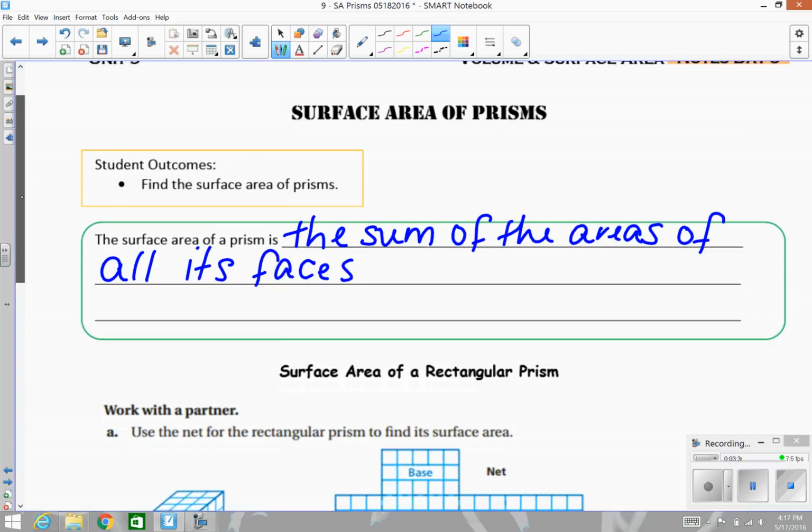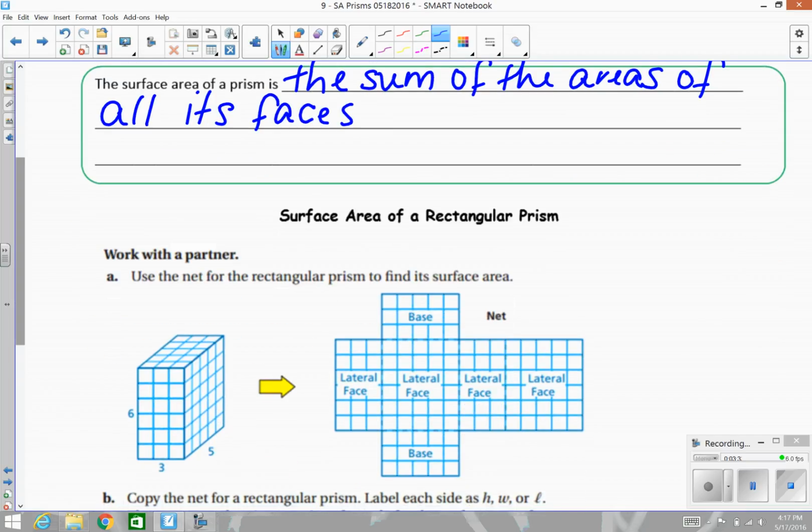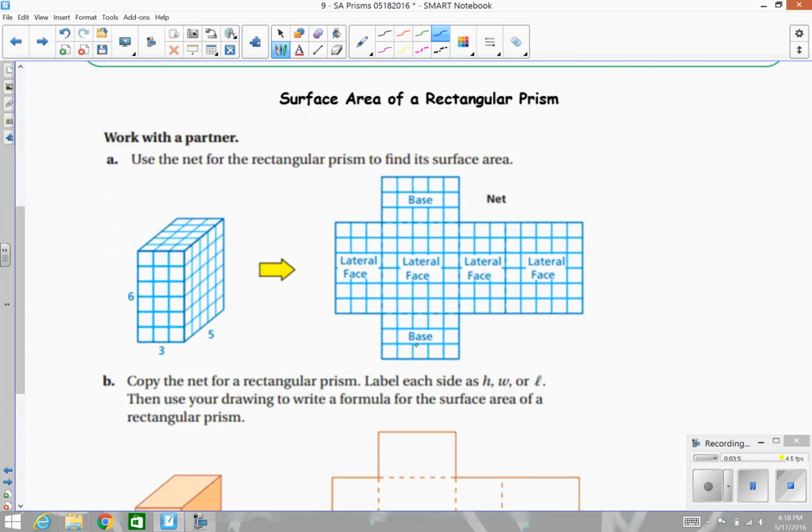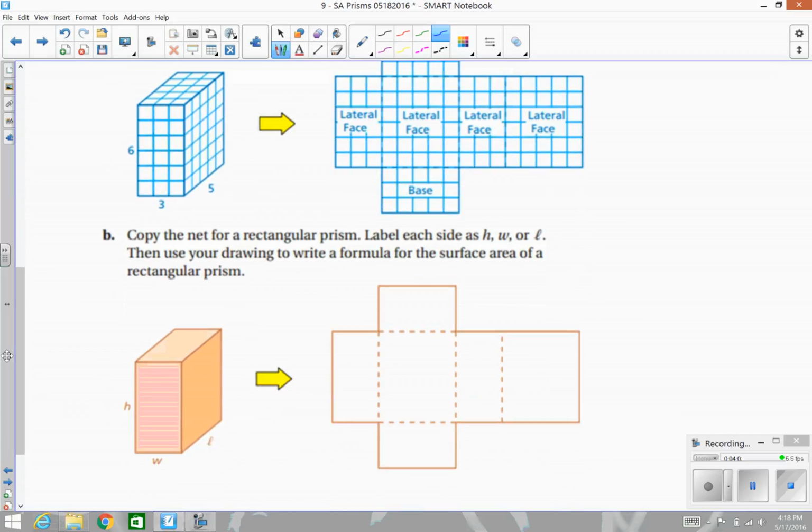So if we start with a rectangular prism, that's what you looked at on the warm-up, sometimes it helps to open it up and look at the net, because we want to find the area of each face. What they've done is they've broken it down into unit cubes and opened it up. You're going to work with a partner first to find the area of this net, and then based on what you learned there, see if you can label this diagram in part B. I'll give you maybe 3 or 4 minutes to get that done. Pause the video and come back when you're ready.